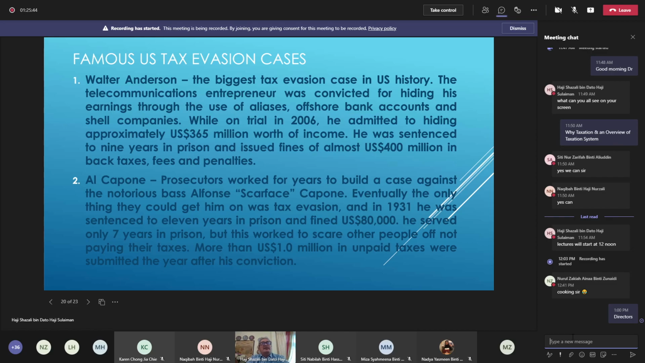So eventually, he was a mafia, he was smuggling, he was doing everything, but of course the law at that time made it difficult to charge him. So the only thing that they could get him on was tax evasion. In 1931, he was sentenced to 11 years imprisonment and fined 80,000. He served only 7 years, but his case worked to scare people off not paying tax. More than 1 million in unpaid taxes was submitted the year after his conviction. In 1931, 1 million in real terms is a significant lot of money.